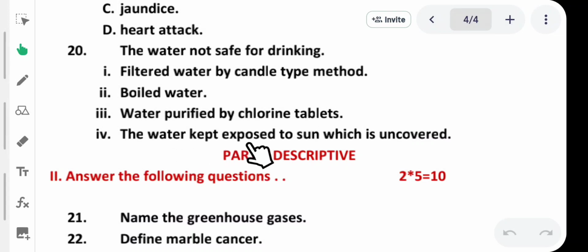And the water which is kept exposed to the sun, which is uncovered, drinking that is the wrong answer. So the option is this one, D, or the fourth one.